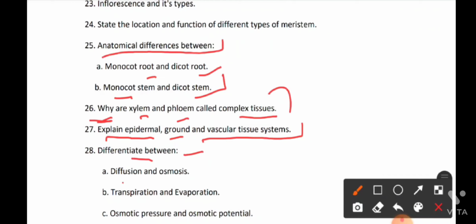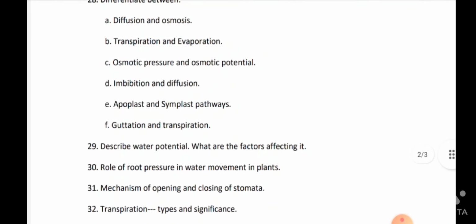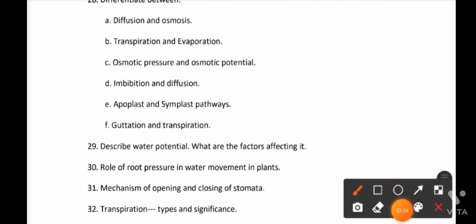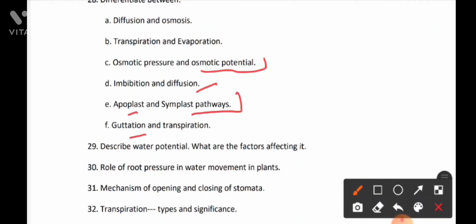Differentiate between diffusion and osmosis, transpiration and evaporation, osmotic pressure and osmotic potential, imbibition and diffusion, apoplast and symplast pathways, guttation and transpiration. Question number 29. Describe water potential. What are the factors affecting it?